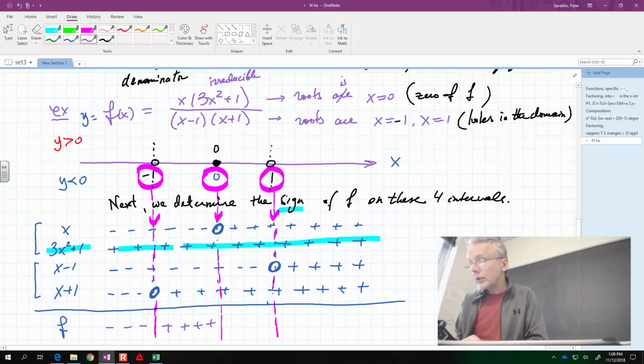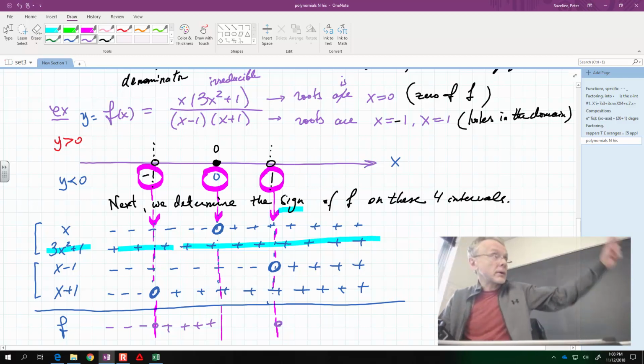Actually, it's not 0, but rather it is a hole in the domain. So I'll try to make a circle that does not look like a 0. Okay, so that's not a 0. It's a hole in the domain. And same here.